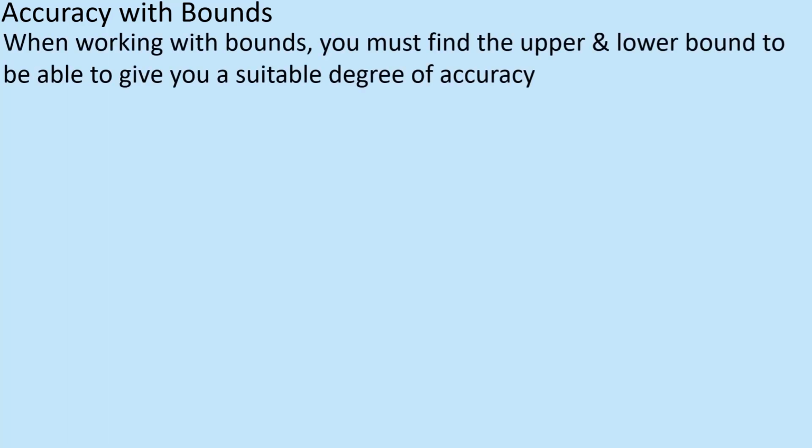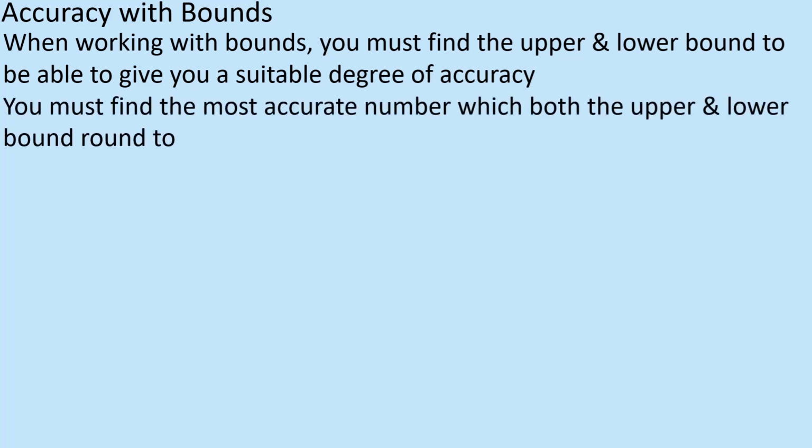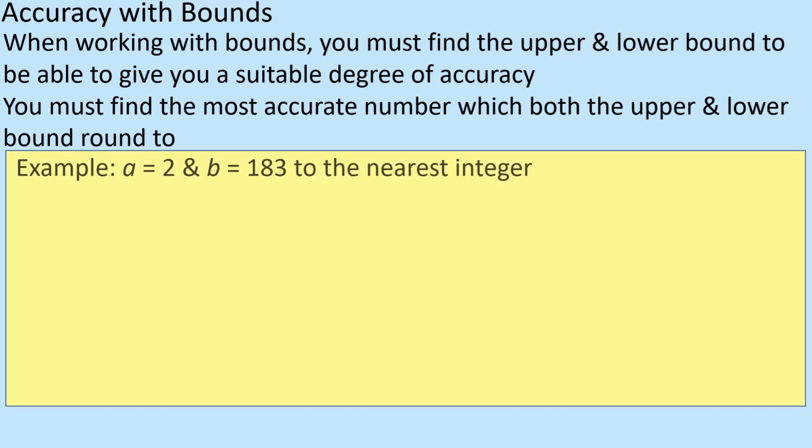If you're working with bounds, you need to work out what your solutions are in both the worst and best case scenario, obviously depending on the question. And then from there, round to one that fits both of those two potential solutions. I'll give you an example of what that means.